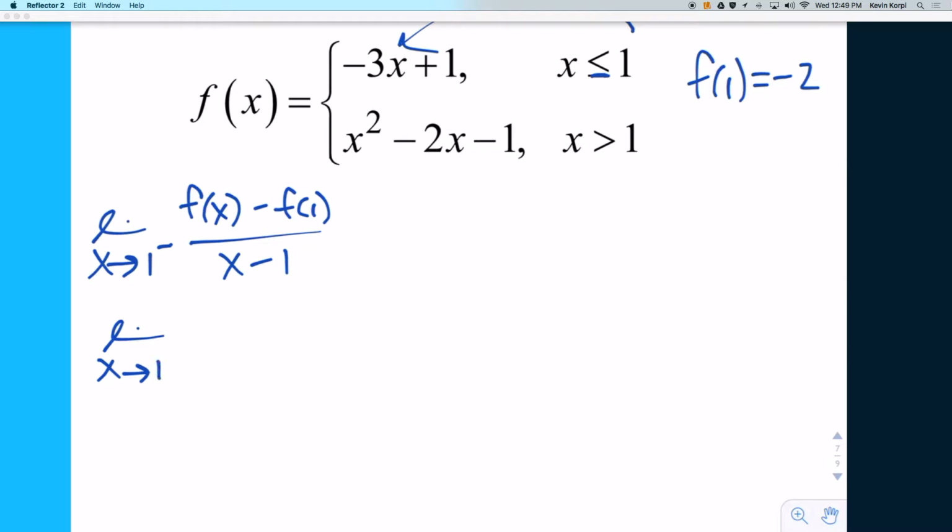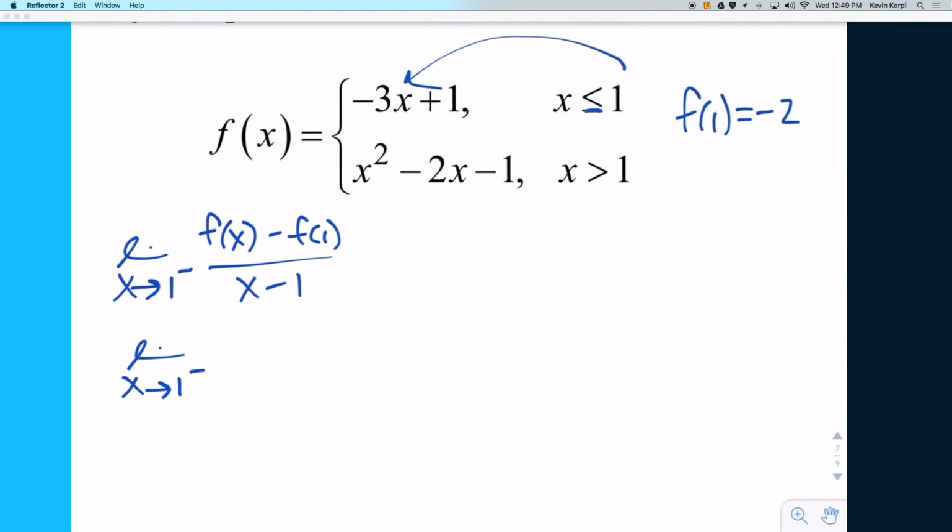Now, what makes this particular to the left-sided limit of 1? Which f of x piece are we using as we come in on the left-hand side, the top or the bottom? The top, right? So less than 1, we're coming in riding the line of -3x plus 1. So that's what f of x is to the left of 1. So we're going to have to use -3x plus 1 right there for f of x. Minus f of 1. What's f of 1? Well, we already calculated it to be what? -2. So I'll put that in parentheses. All over x minus 1.